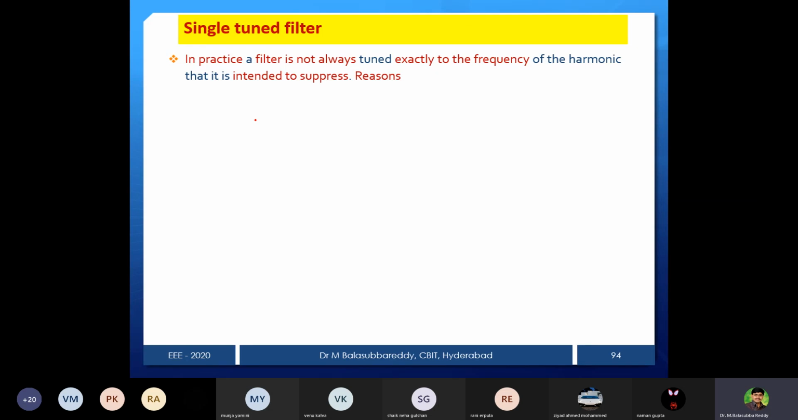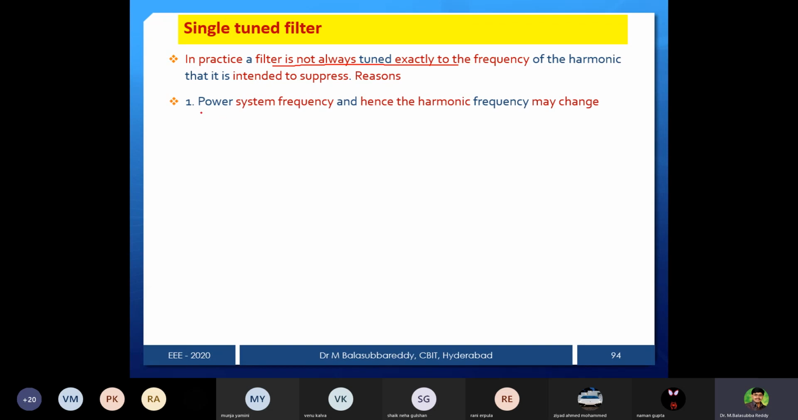Or on the load side, or I can say the filter side, we are using an inductor, capacitor and so on. We used some values and designed it. Later, due to the current passing through, or due to other effects, or due to the aging factor, the values of the inductance and capacitance that we used initially may not be carried forward over a long time. So there is a chance of getting variation on the filter side also. That is the reason. I will show these reasons also. So this is not always tuned exactly to the particular frequency.